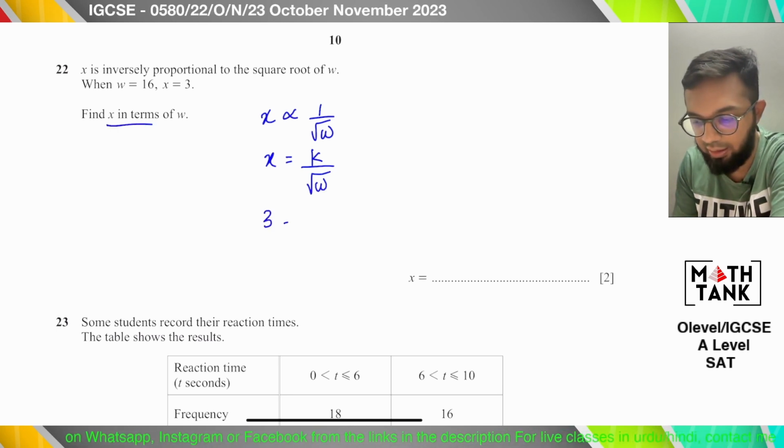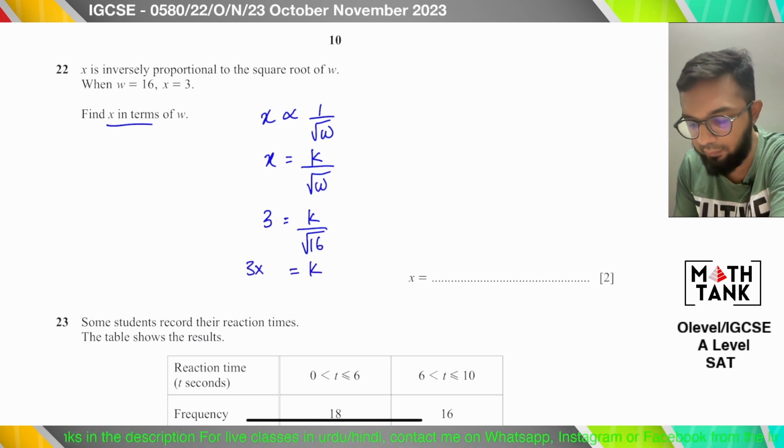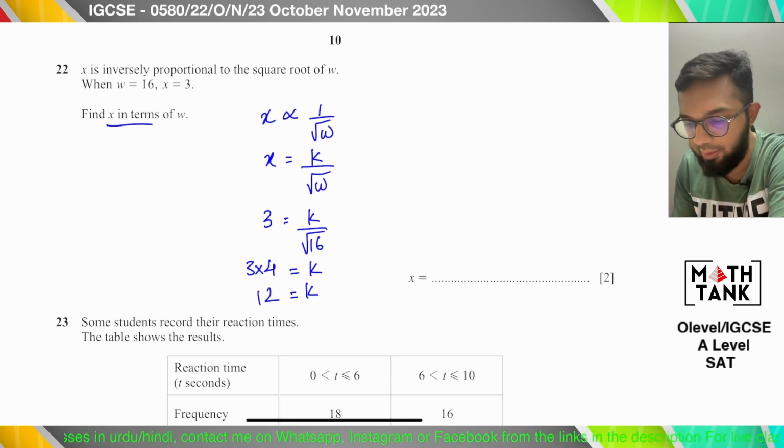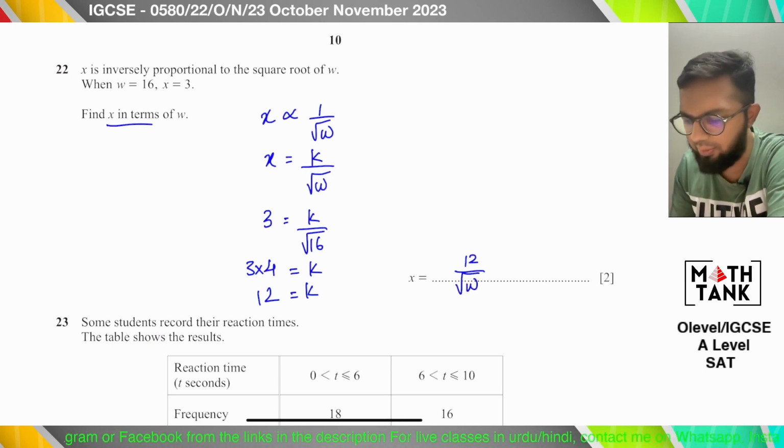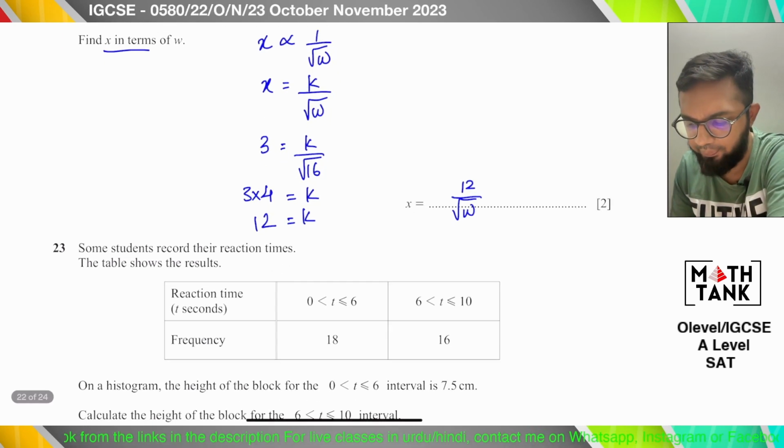So I want to find out the value of k basically. So k is 3 times root 16, which is 4. So 3 times 4, k is 12. So x becomes 12 over root w. I don't know if I should rationalize this. No, I don't need to rationalize this, so that's fine.